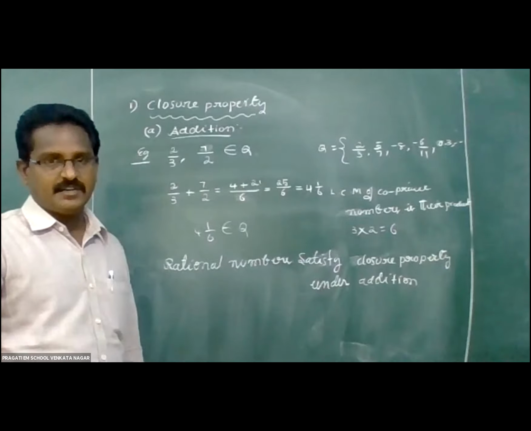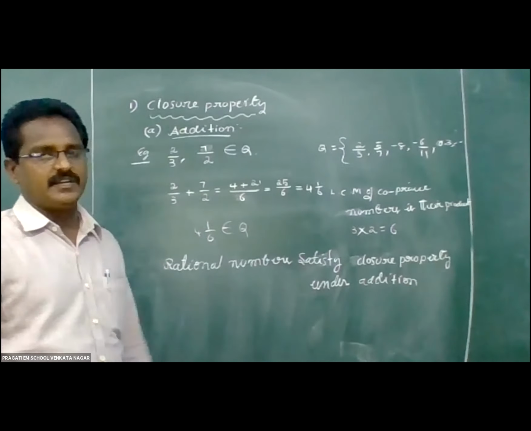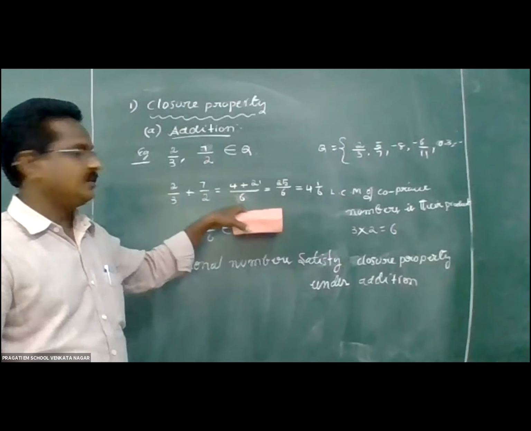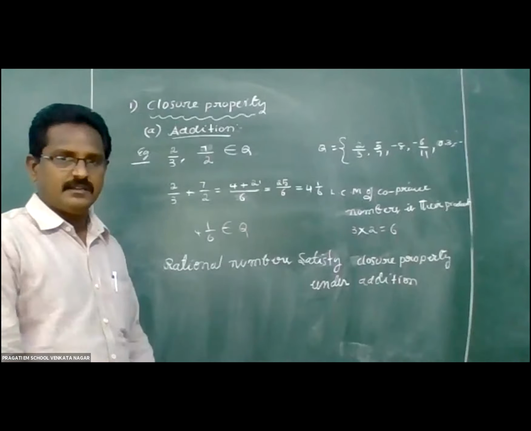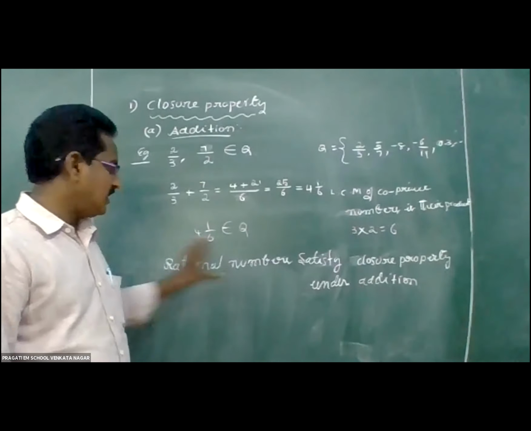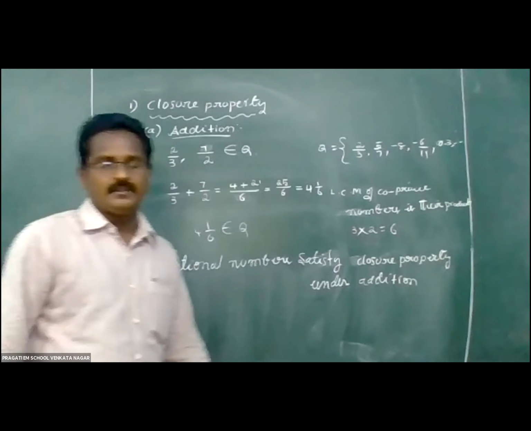Do you understand, children? Take any rational numbers. Any rational number we can take and do this addition. We will get the result also as a rational number. That is the reason rational numbers satisfy closure property under addition. Clear?